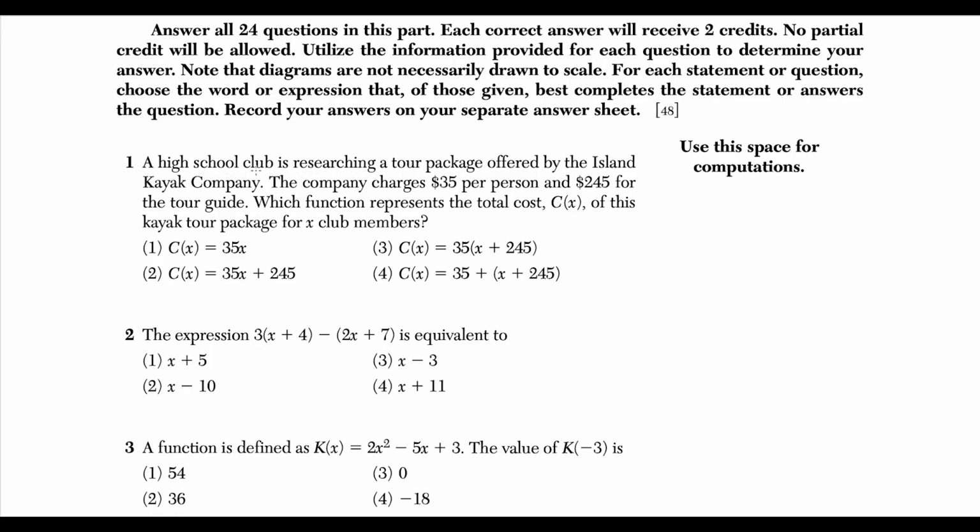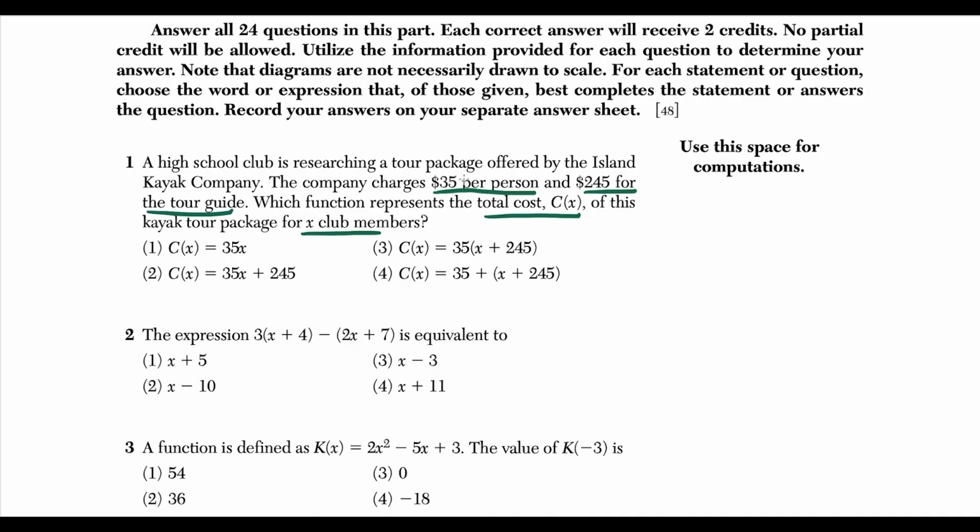So first up here, we have a high school club, and there's a lot of stuff going on, but the second sentence is where the important stuff happens. The company charges $35 per person and $245 for a tour guide. And we want a function that represents the total cost, and we're calling that function C of X, for the kayak tour package for X club members.